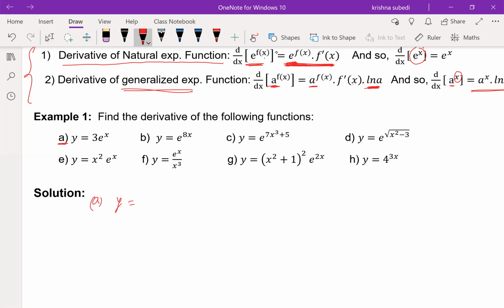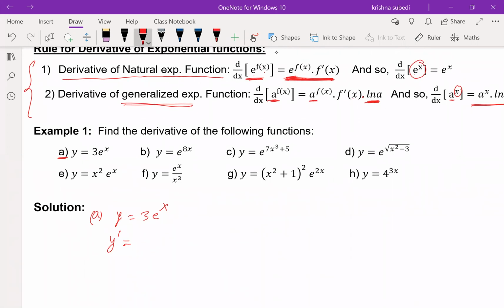So we have y equals 3 e raised to power x. So the derivative is, we are using, okay, 3, this constant remains the same. Now we need to find the derivative of this e raised to power x. So we have the formula, look at this, right here. So the derivative of e raised to power x is the same, e raised to power x.